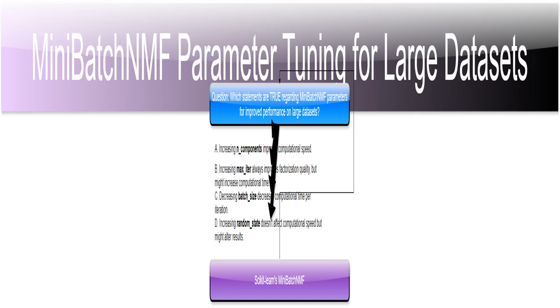I'm tackling a problem about optimizing MiniBatchNMF, a scikit-learn tool for non-negative matrix factorization, NMF. The goal is to speed up calculations on huge datasets. Think of NMF as a way to break down a big data problem into smaller, more manageable parts. We'll examine the effects of different parameters to achieve this.